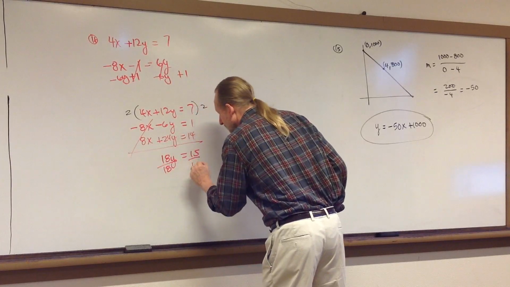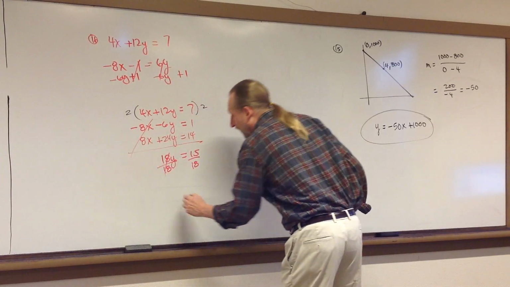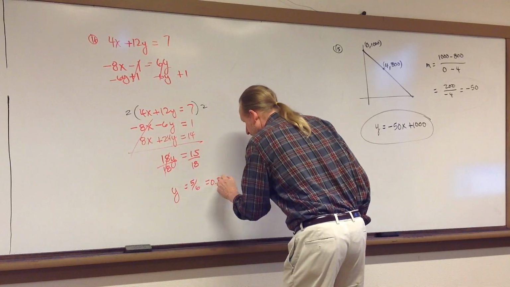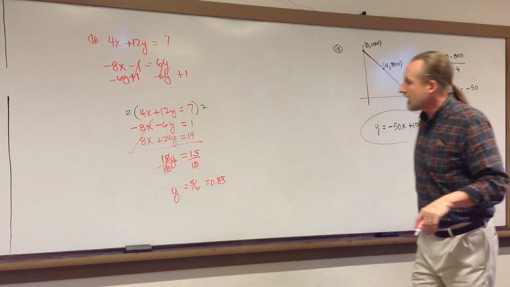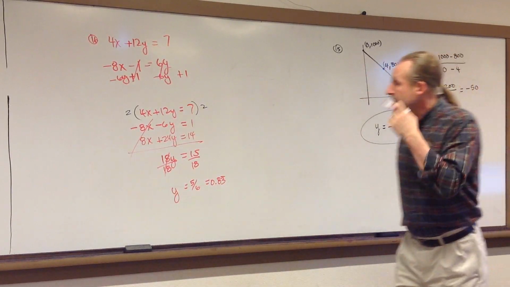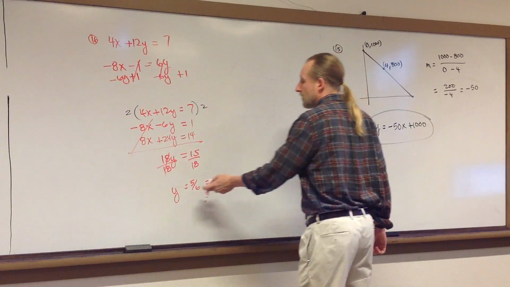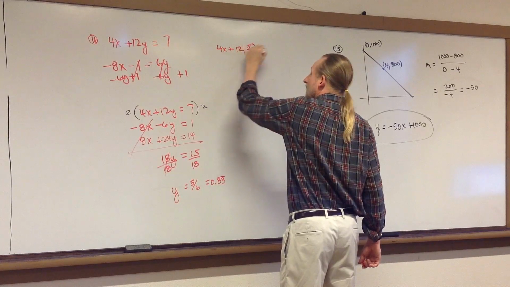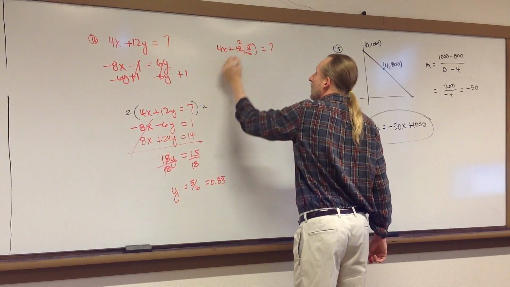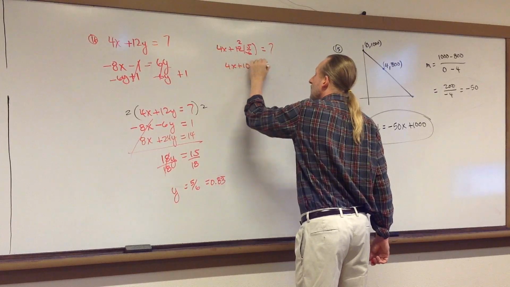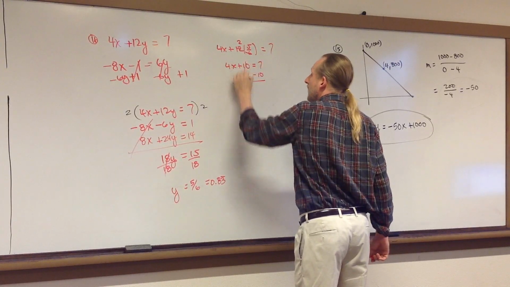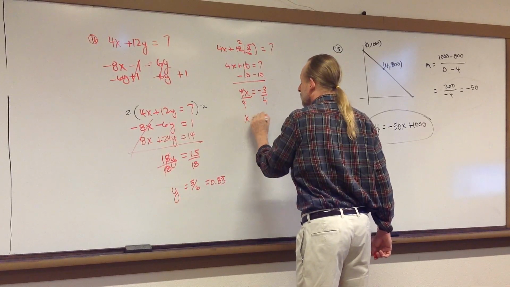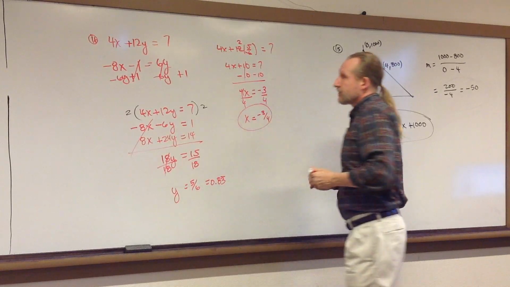And then divide on both sides by 18. So as a fraction, y is going to be 5 over 6. If you just divide 15 by 18, you'll get 0.83 repeating. And now we need to find out what x is. So I'll take the y and plug it back in here. So 4x plus 12 times 5/6 equals 7. So 4x plus 10 is 7. And then we just get the x by itself, and x turns out to be -3/4.